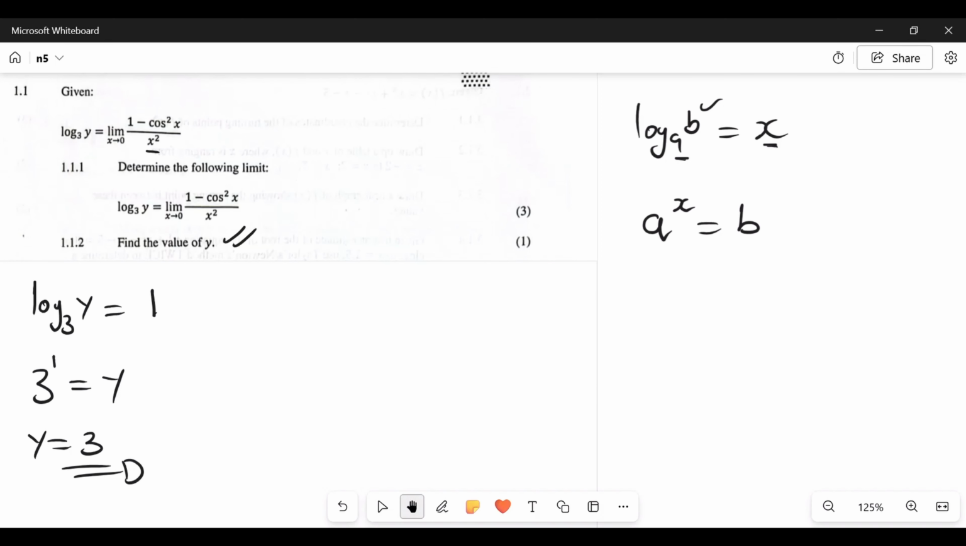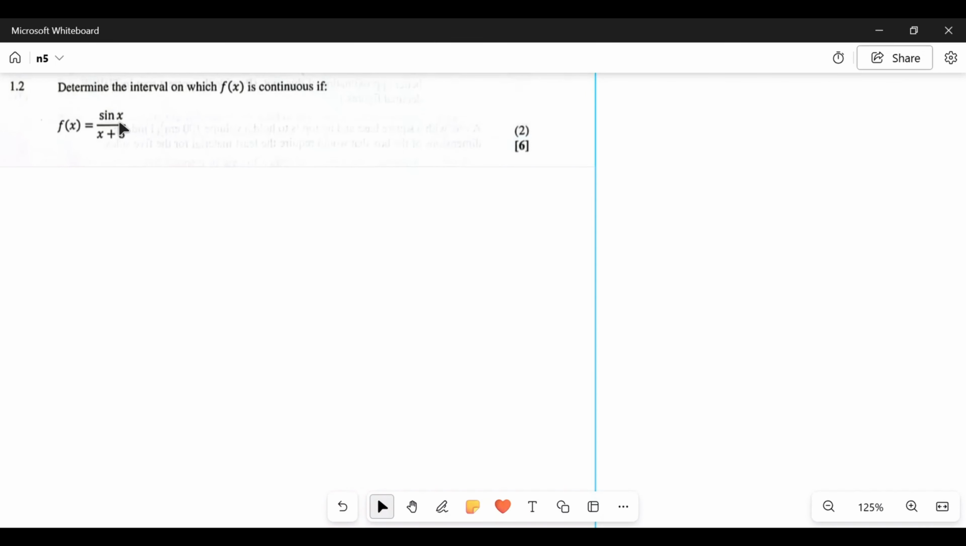Let's look at 1.2. Here is our 1.2. Now 1.2, it goes like this: determine the interval on which f of x is continuous if f of x is equal to sine x divided by x plus 3.